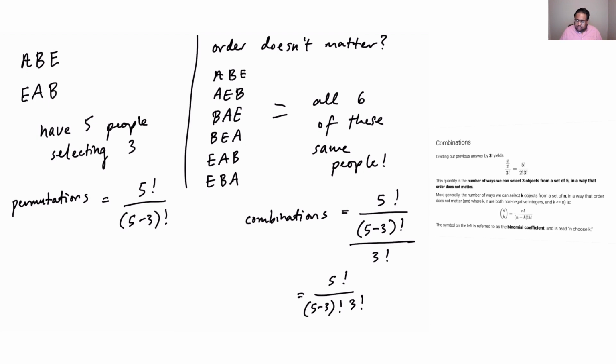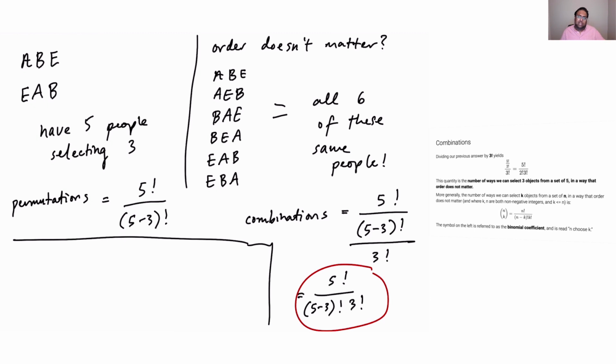And again, this is just a function of 5 and 3. And more generally, the number of ways we can select k objects from a group of n where order does not matter is n factorial divided by n minus k factorial times k factorial. And this is the definition of the binomial coefficient, and that's where it comes from. The interpretation of n choose k is that it is the number of ways to select k objects from a group of n where order does not matter.